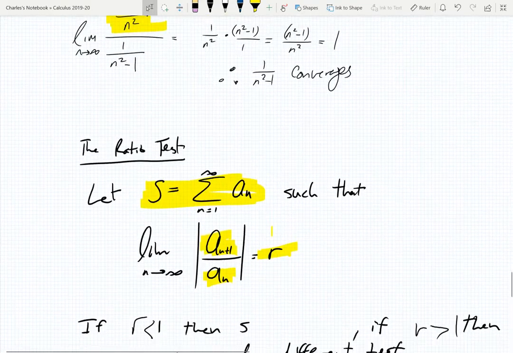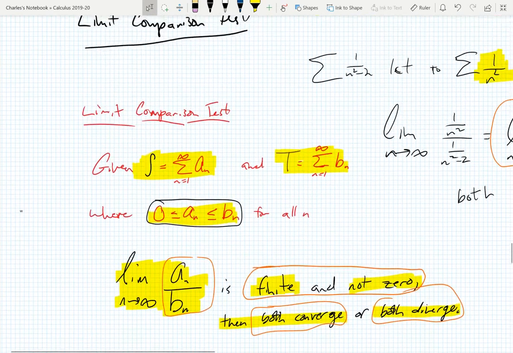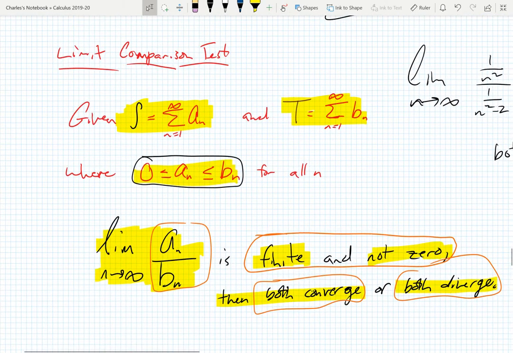All right. So I want to talk about a new test today. It's the last test. It's called the ratio test. I don't want you to get it confused with the limit comparison test. The limit comparison test was the last test that we learned, and it was also a ratio. It was a ratio of two different series as n goes to infinity. Okay, and we said if it's finite and not zero, then either both converge or both diverge.